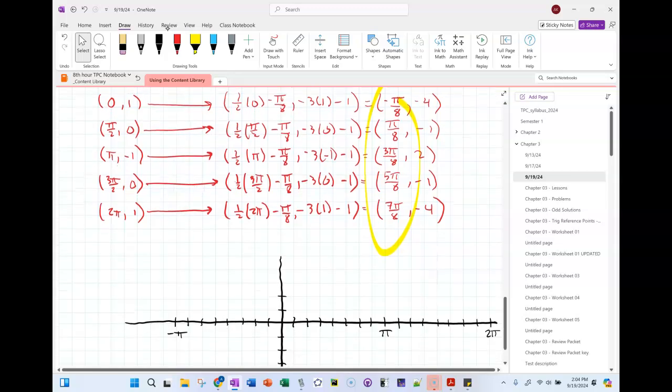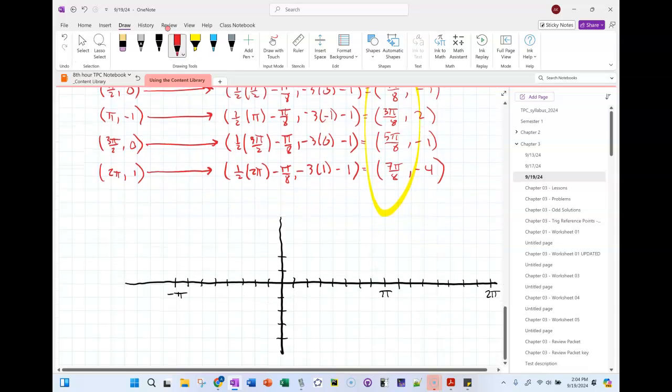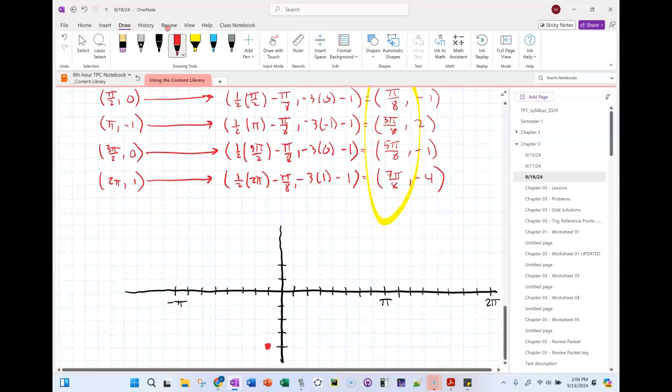So let's plot the first point. That's -pi over 8. So that's 1 over, -4. So 4 down. So I went 1 over and then 4 down. Plot my point. Everybody's okay? The next one is +pi over 8. So 1 over to the right, and then -1, so 1 down. And then we have 3 pi over 8, so we're going to go 3 over, and then 2 up, and then 5 over, and 1 down, and then 7 over, and 4 down. Everybody so far so good?